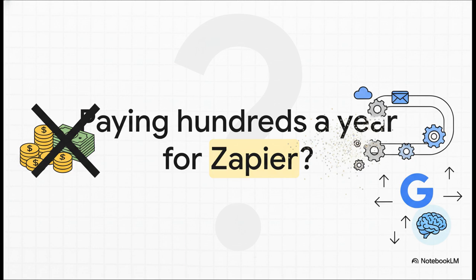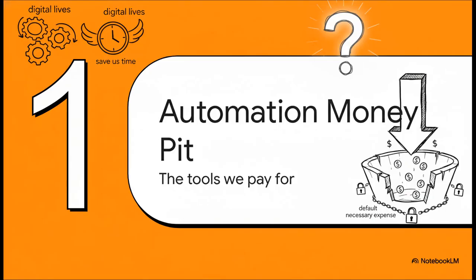So let me just ask you something straight up. Are you one of the millions of people shelling out hundreds, maybe even thousands of dollars every single year for automation tools like Zapier? And look, don't get me wrong, those tools are powerful. They are the glue that holds our digital lives together, and they save us time. But man, they come at a steep price. They've kind of become this necessary evil, this cost we all just accept. But what if that's all about to change?